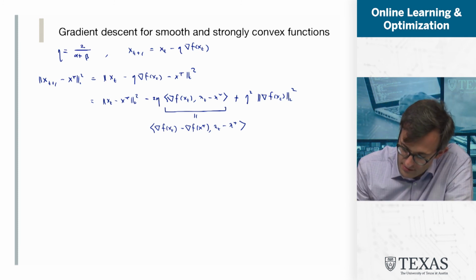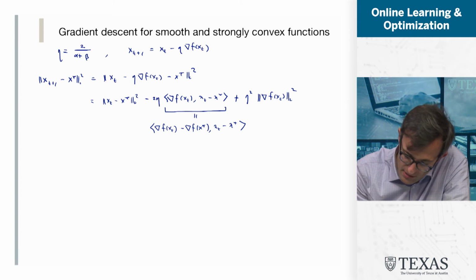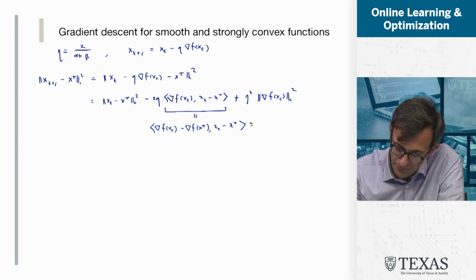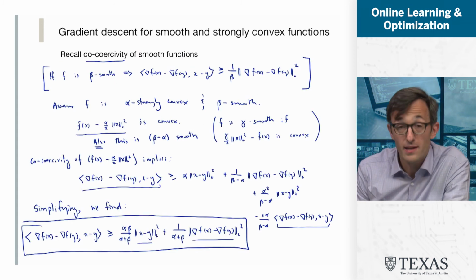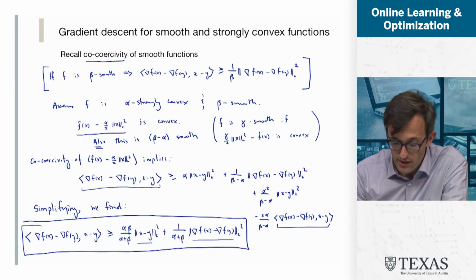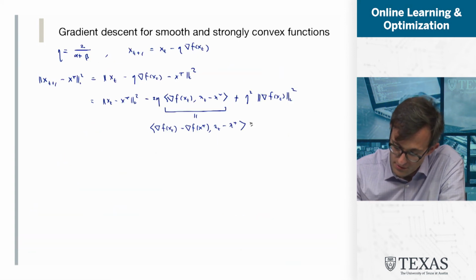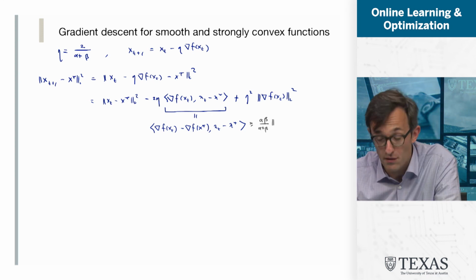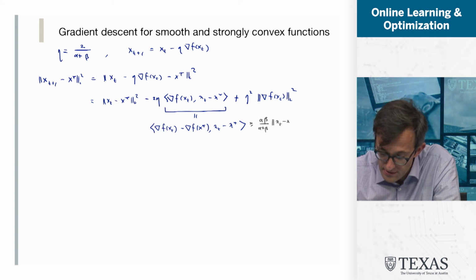So let me write down what we had on the previous page. So this is greater than or equal to a term that had an x minus y squared and a term that had the difference of the gradients. So this is greater than or equal to alpha beta over alpha plus beta times the difference of the points, x t minus x star squared.